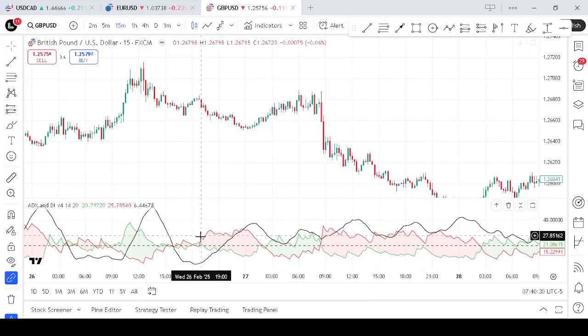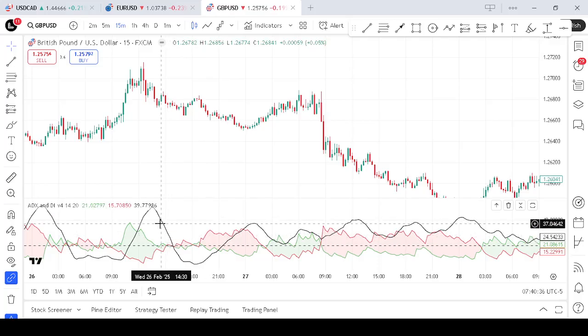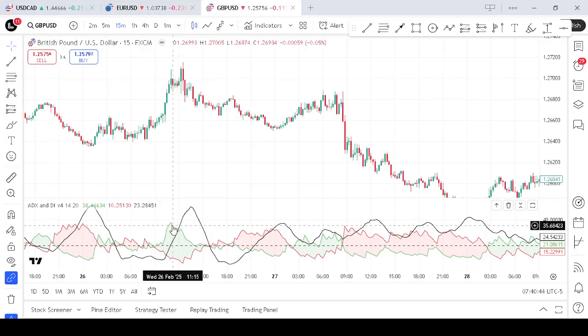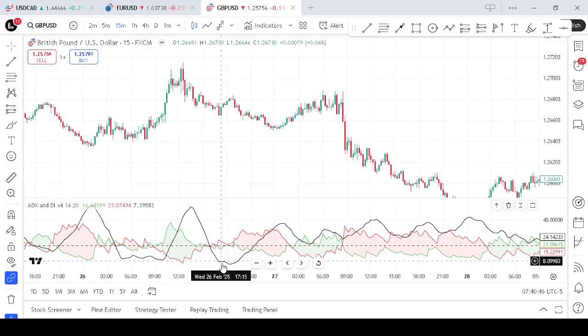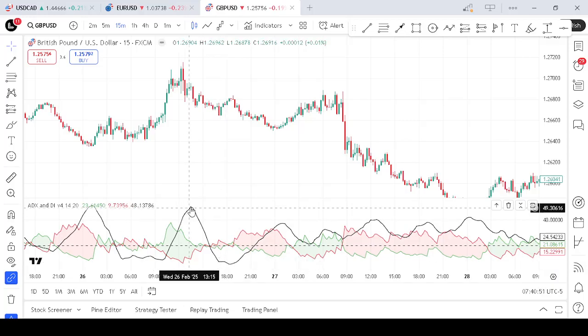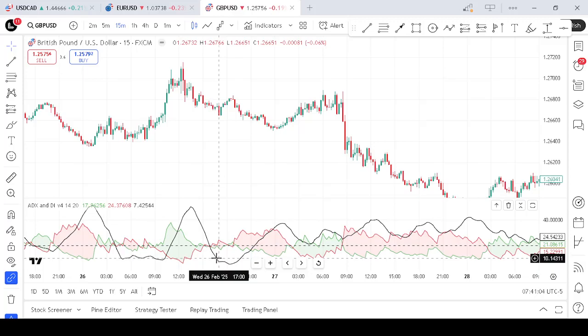When you see the ADX line above 25, you are in a strong trend, and when it's below 20, your market is lacking direction and you might be preparing for a reversal. I repeat, when the ADX, which is this black line, is above 25, you are in a strong trend, and once it's below 20, it means that the market lacks direction and you might be preparing for a reversal.